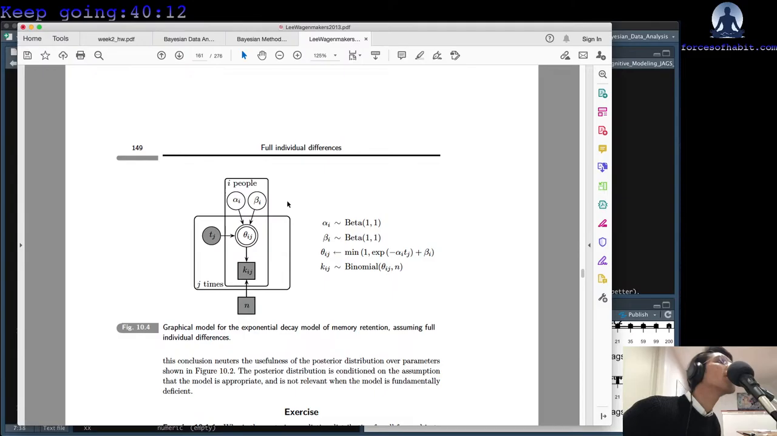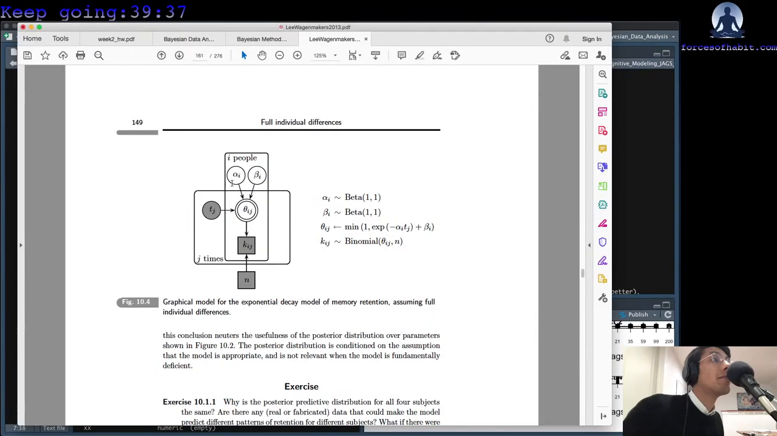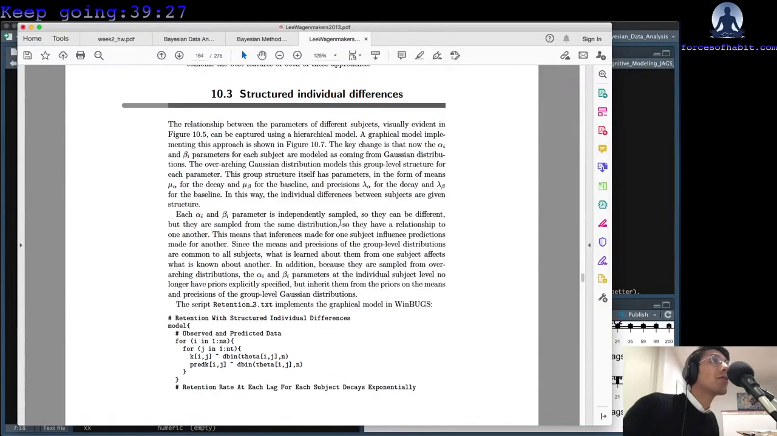So what I'm thinking it wants us to do next is build a hierarchical structure where we can have individual values for alpha and beta, though these values for a given subject are derived from an omnibus distribution, which can help inform subjects where we don't have a lot of information. So it's this sharing of information across parameters within the model, which, from what I'm guessing and what it just said, this model isn't doing. But we can incorporate that into the model, and we will do so using structured individual differences here in the third section.